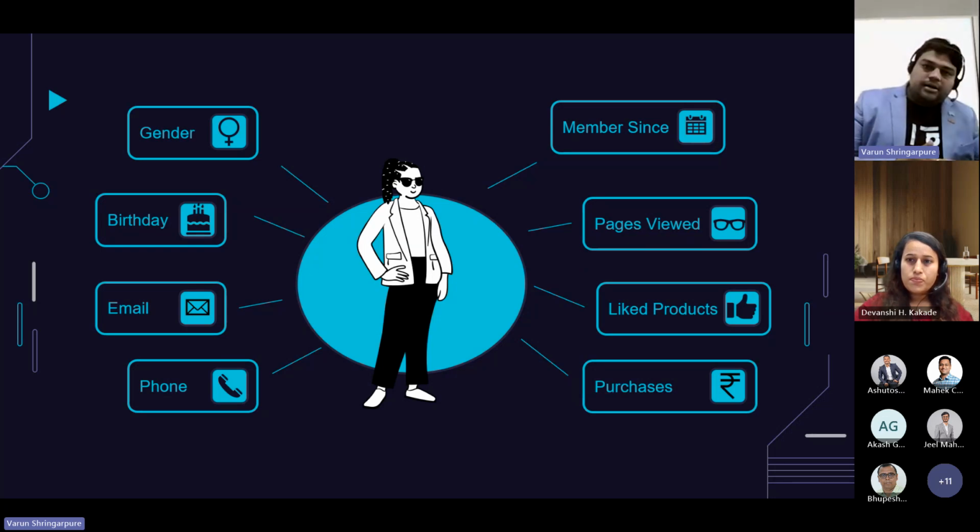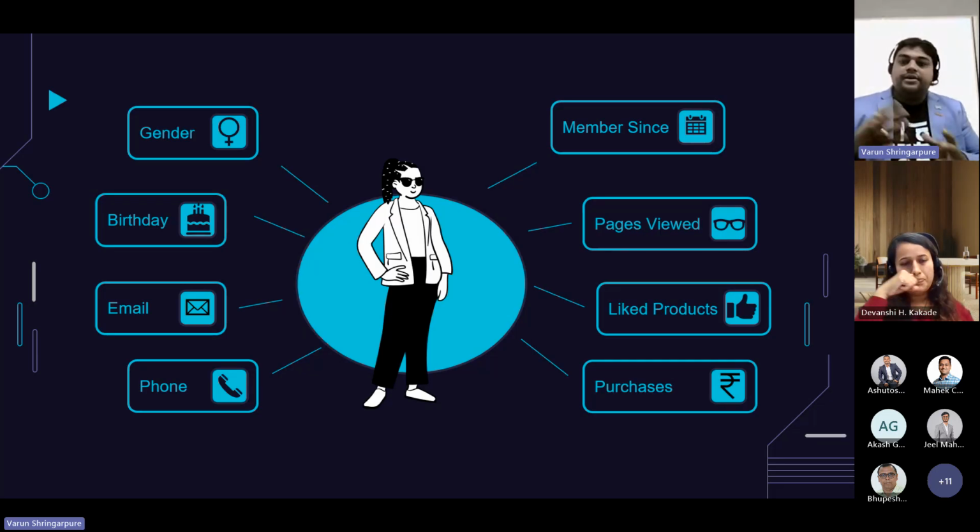They might not have the birth date. Details about when she became a member, all the various pages viewed, all the products that she has liked. These products liked can be coming from different sources. It could be the website, it could be the mobile where the user is liking, or it could be that they are putting that data in a kiosk in a store.